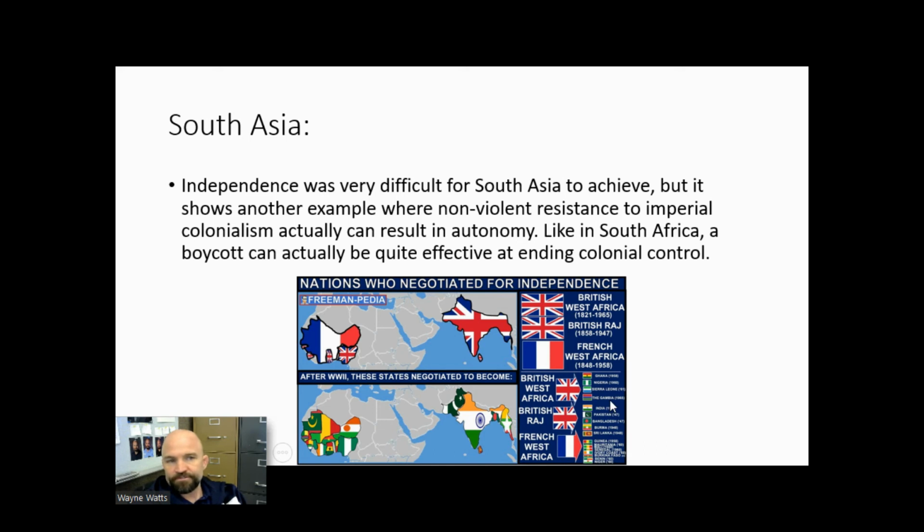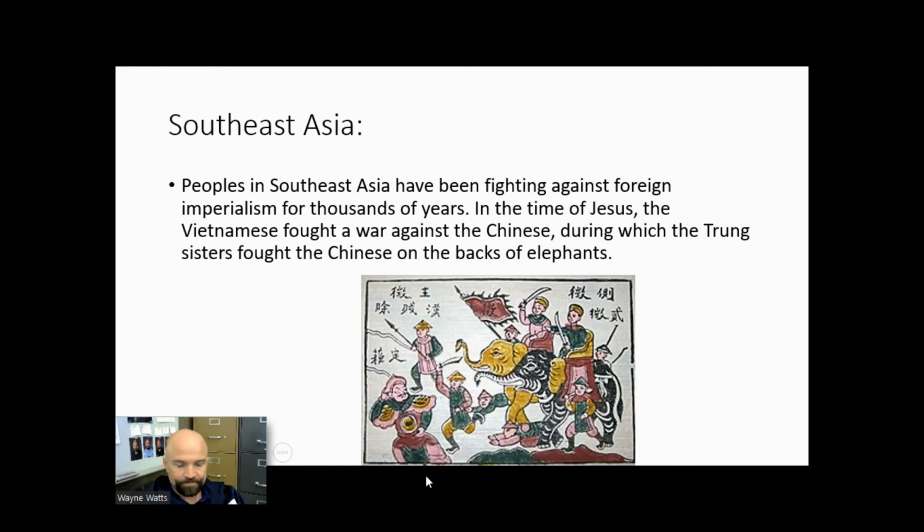Independence was very difficult for South Asia to achieve, but it shows another example where nonviolent resistance to imperial colonialism actually can result in autonomy. Like in South Africa, a boycott can actually be effective at ending colonial control. Next is Southeast Asia.